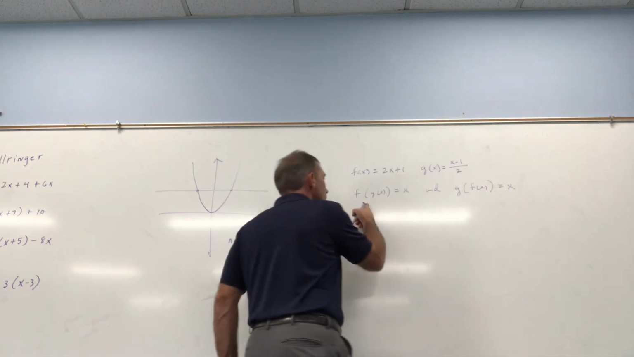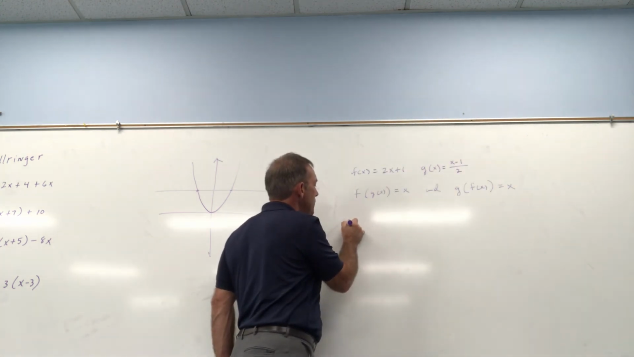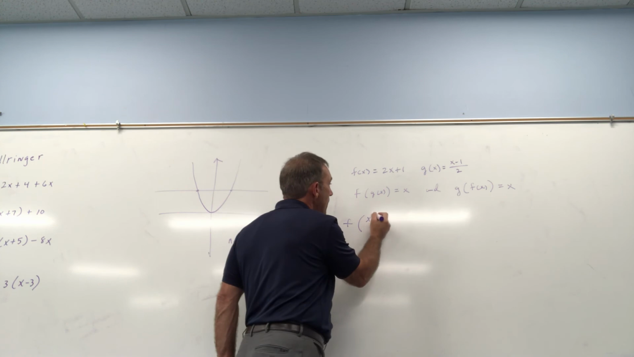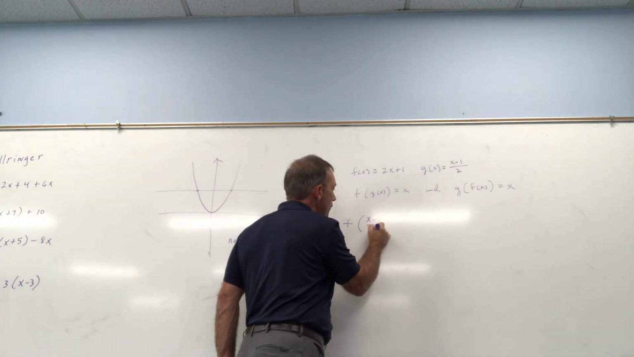So let's do this one first. f of g of x is going to be f of x minus 1 over 2.